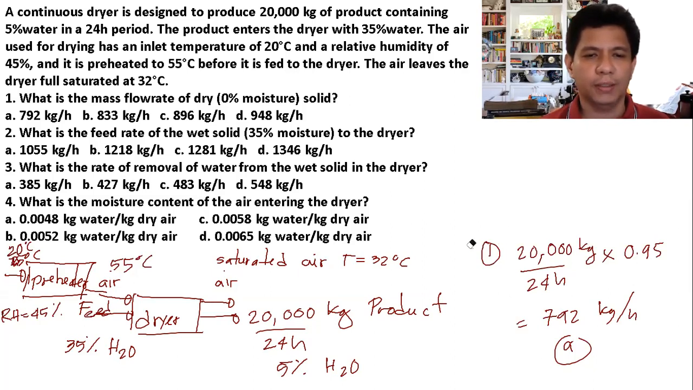If we get this one, let's try to solve number 2. Number 2, what is the feed rate of the wet solid, that is 35% moisture, to the dryer? I'm going to erase this.